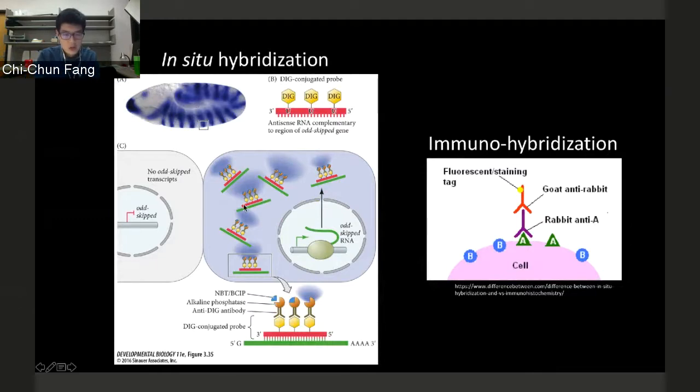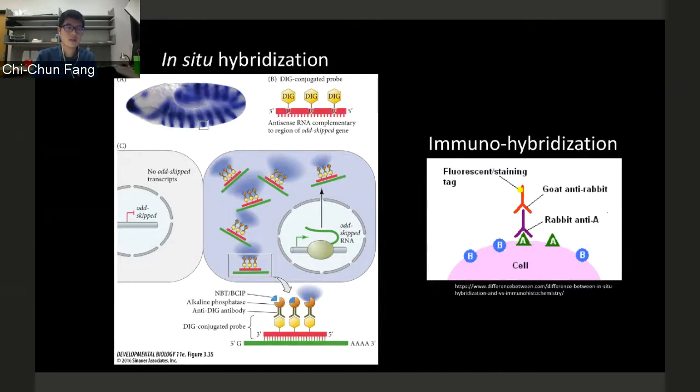And for the genes that are successfully translated to protein, we use immunohybridization. All right, let me explain it slowly. For in situ hybridization, we have to make the RNA probe by using a dig labeled nucleotide. A dig label is just like a price tag attached to those nucleotides.